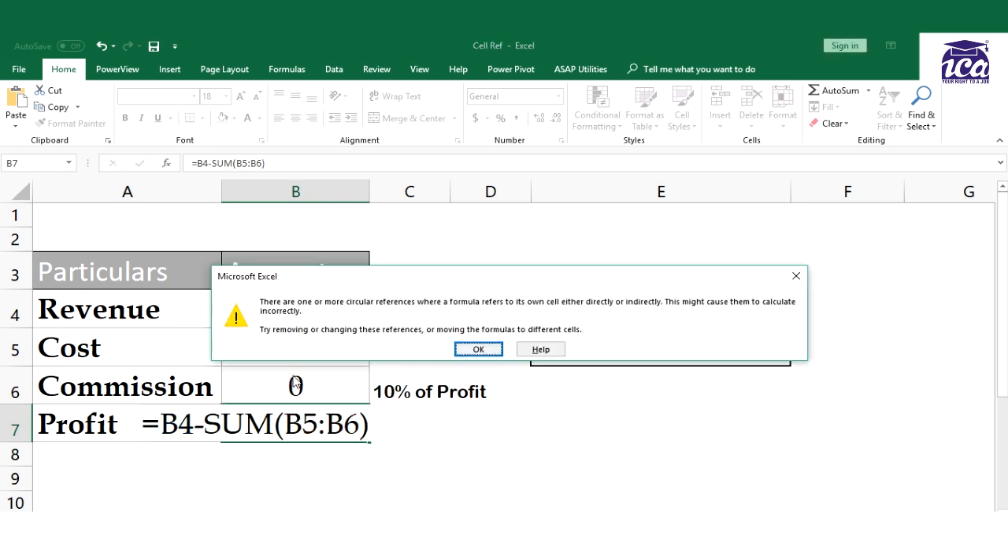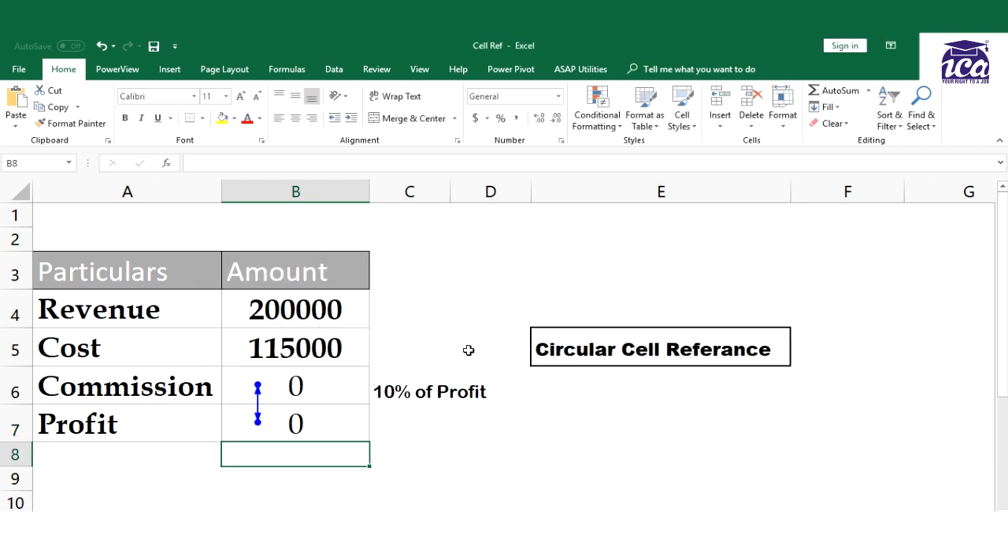See, again, now I am applying the formula in the cell which is dependent to give me the answer. Profit, commission. Commission is dependent on profit, but commission is not yet solved. So Excel is not able to give you an answer, and this indicates circular cell reference, that there is a circular cell reference formed between these two cells. So how can we solve this?